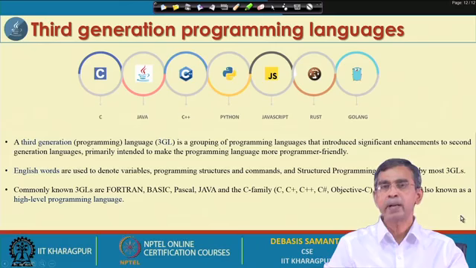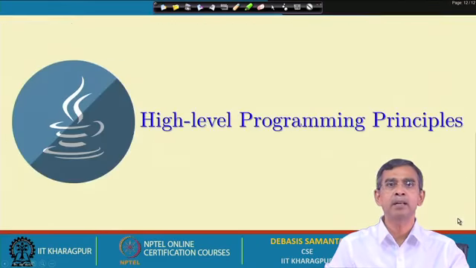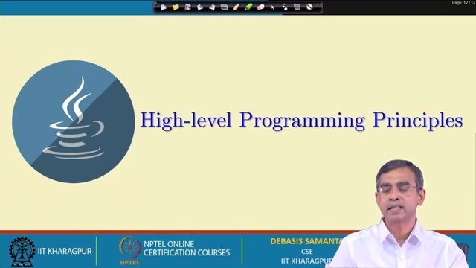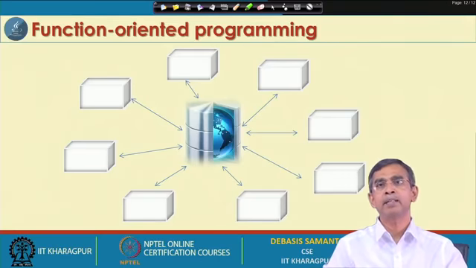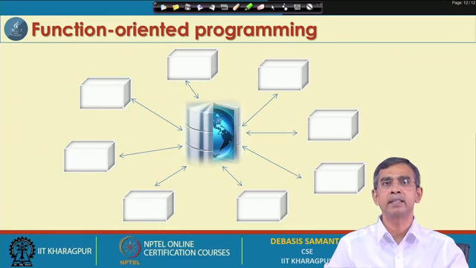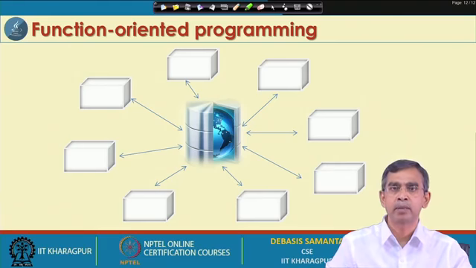So, there are different programming language paradigms. Of course, Java belongs to the third generation programming languages. Now, let us see what are the principles that the different high level programming languages follow. Whatever the principles are, they can be broadly classified into two categories. One is called function oriented programming, and the other is called object oriented programming.